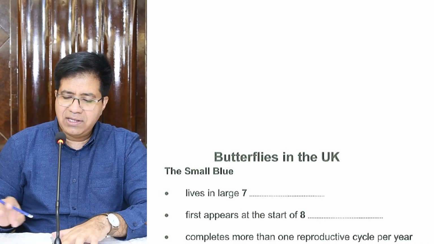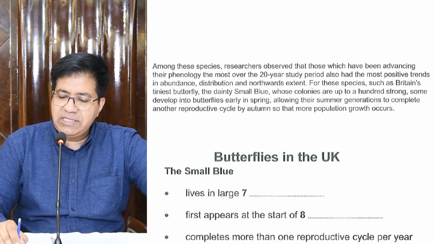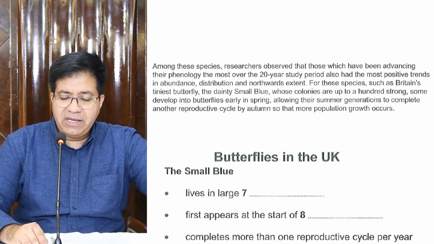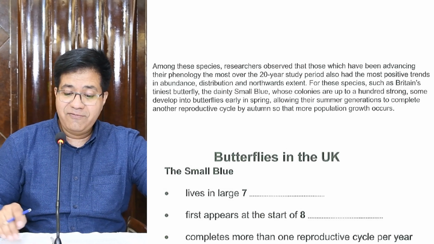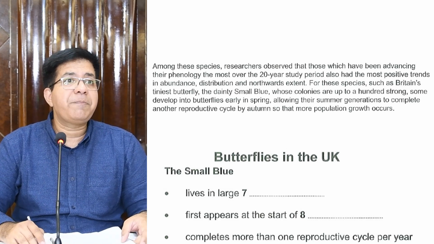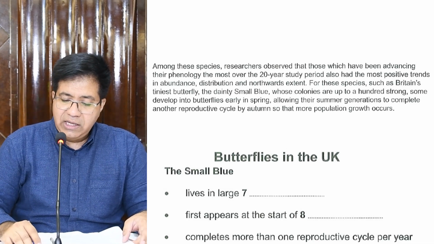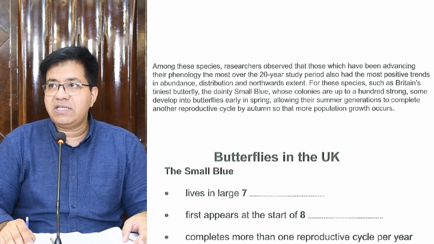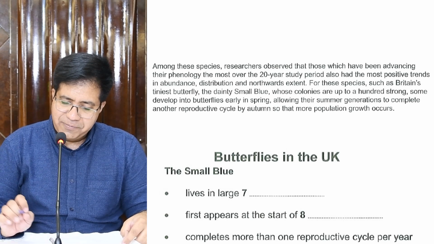Now let's go back. Start off. Same line I'm reading, after colonies are up to 100 strong: some develop into butterflies early in spring. Well done. Develop into butterflies, that means appears, first appears. I mean, when they develop into a butterfly, it is their first appearance at the start of, and the answer is spring. Spring is the season, okay, not the one you watch. It's the other one, the real season.